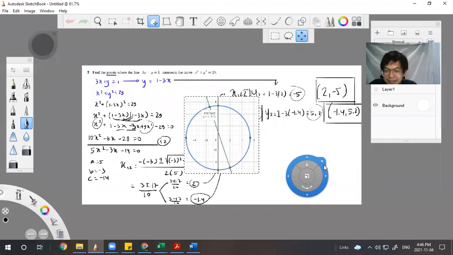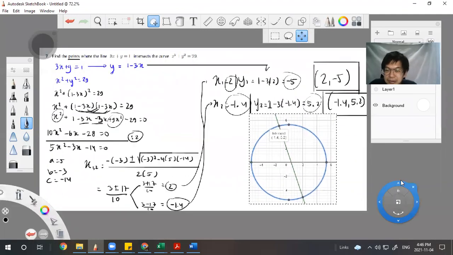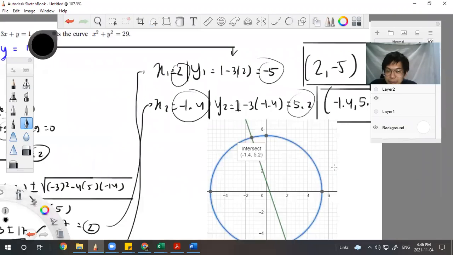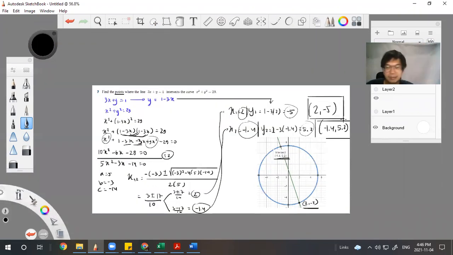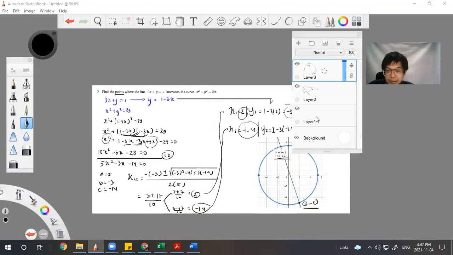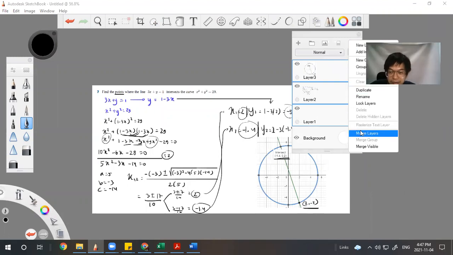See this thing, right? Negative 1.4 comma 5.2 and 2 and negative 5. There you go, and it is proven. So you don't have to draw, by the way, but you need to use the algebra. Pure algebra is enough. Okay. Any questions so far?